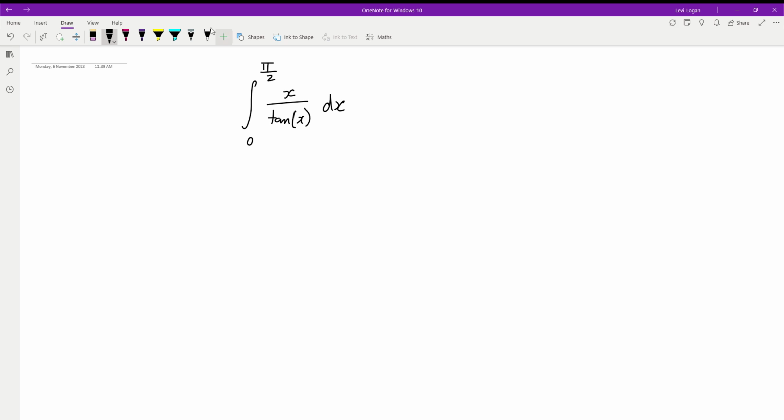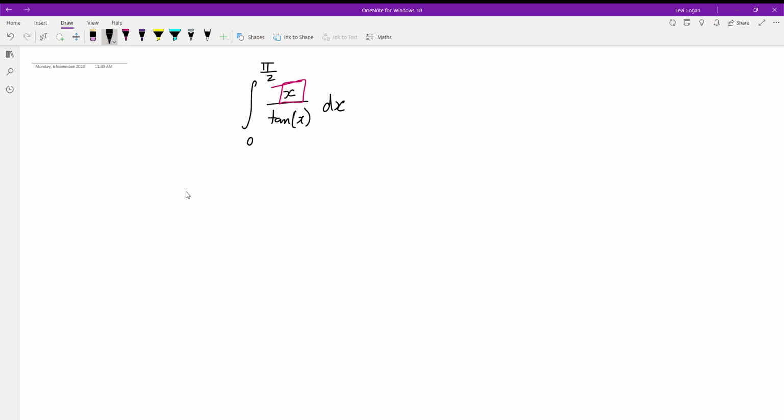At the moment we want to figure out how we can cancel out this tan x without integrating it yet, because that's the biggest problem with this integral. But if we parameterize it in the correct way, when we differentiate under the integral sign, we can actually cancel this out.